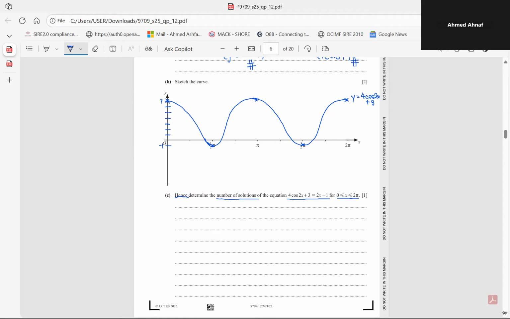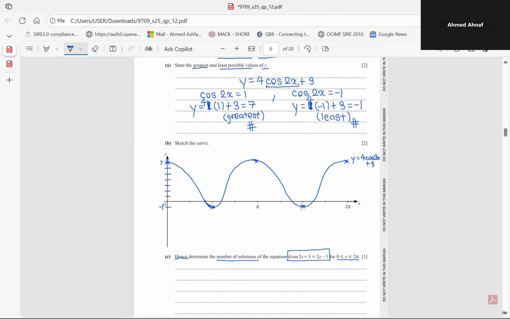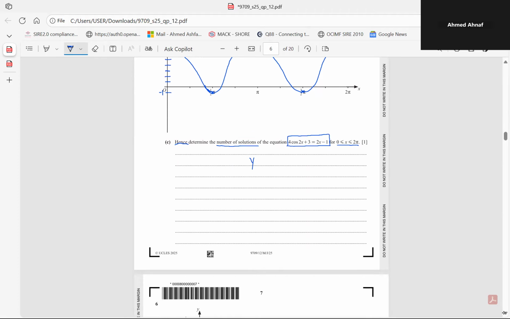Okay, so how do we do that? First of all, let's examine this equation. So how do we solve this equation graphically? On the left-hand side, we have the function that we graphed just now. So we can use this graph that we drew out. And to solve this, we're going to have to sketch the right-hand side.